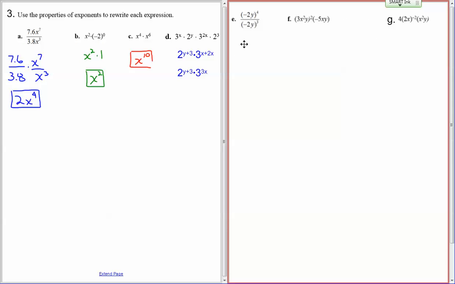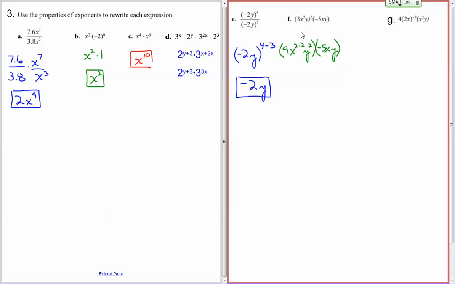A couple more here. Wow, okay, those both have the same base, negative 2y, negative 2y, so I could just do 4 minus 3, which is 1. So it's negative 2y all to the first, which is just negative 2y. Saw some people taking some crazy routes on that one.